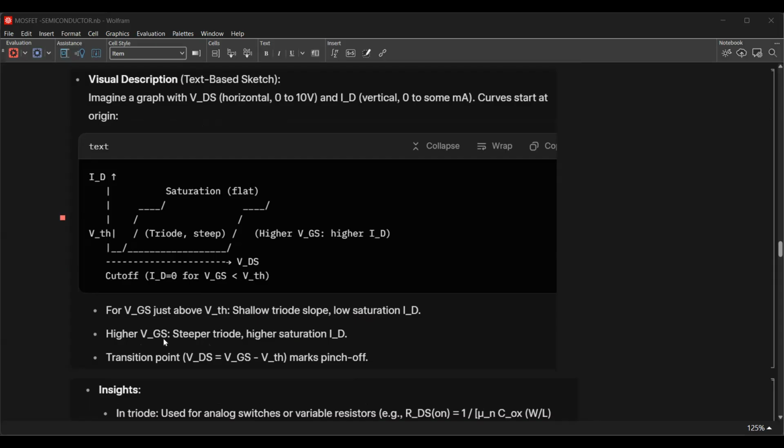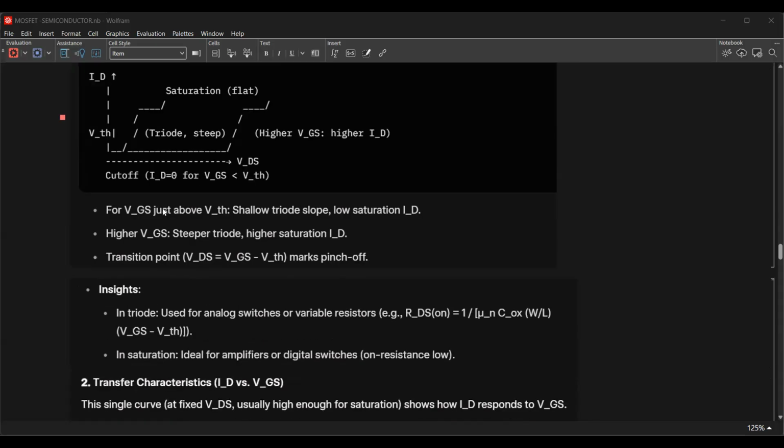Therefore, at higher VGS we have a steeper triode here. We have the saturation ID, the drain current. Then the transition point here: VDS equal to VGS minus VTH marks the pinch-off here. So it is here, the transition point. It starts here.